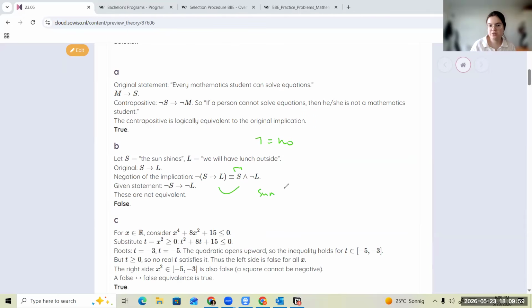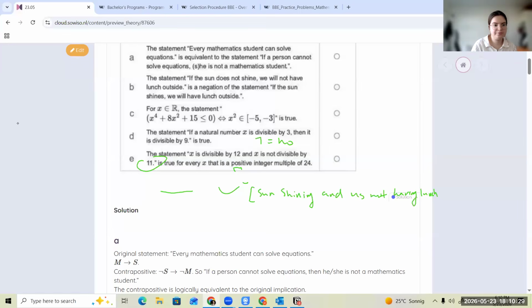So sun shining, and this is an and sign, us not having lunch. That would be the negation of the original statement. And this is not equivalent to the given statement, no sun, no lunch. Therefore, it's false, because this doesn't match with what is written here.